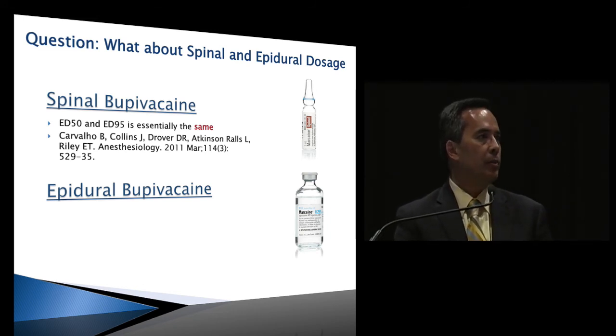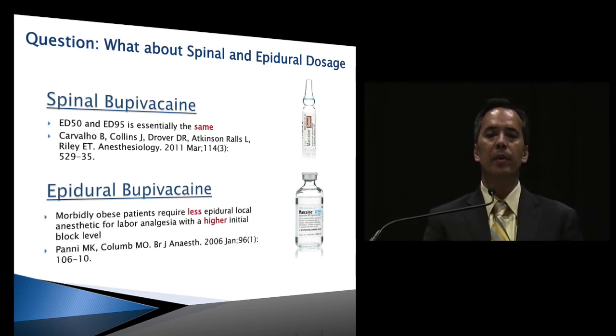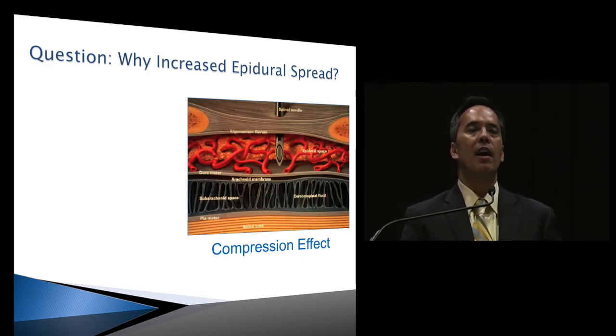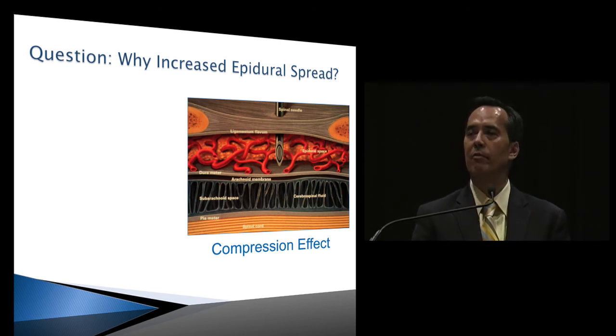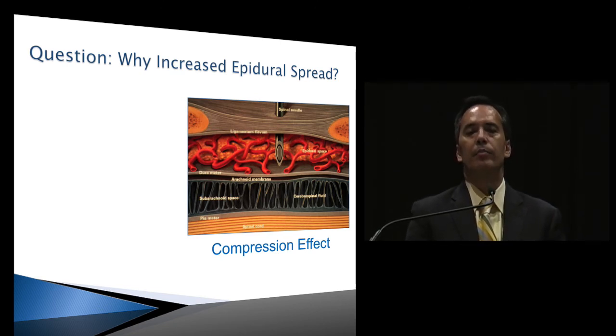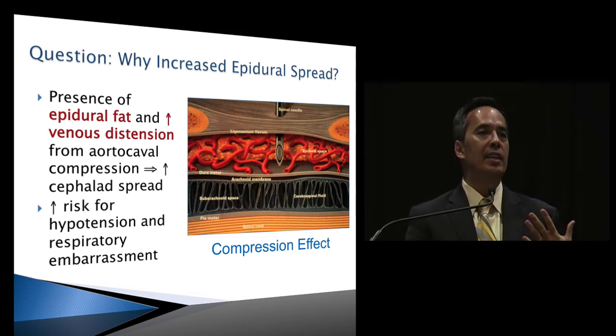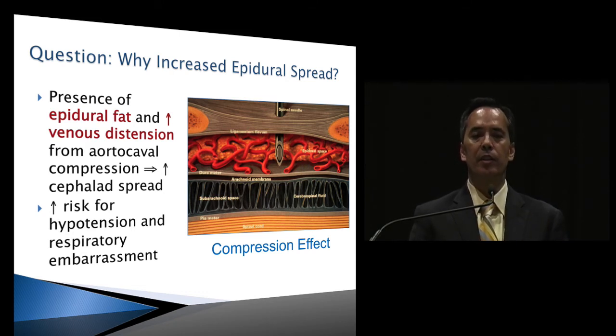Now, what about epidural bupivacaine? Do you decrease the dose? Well, morbidly obese patients require less epidural local anesthetic for labor analgesia, with a higher initial block level, so you need to be careful. Why do they have a higher block level, and why can they run into problems? Well, they think that the presence of epidural fat and increased venous distension from the aortocaval compression can all lead to increased cephalad spread, so they're at increased risk for hypotension and respiratory embarrassment. So it is a compression effect.